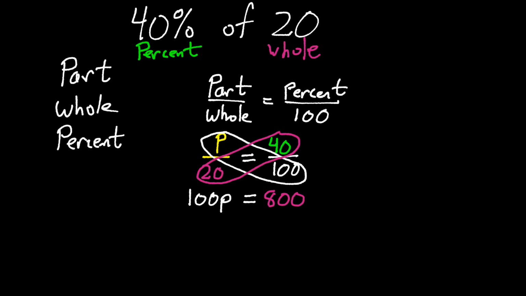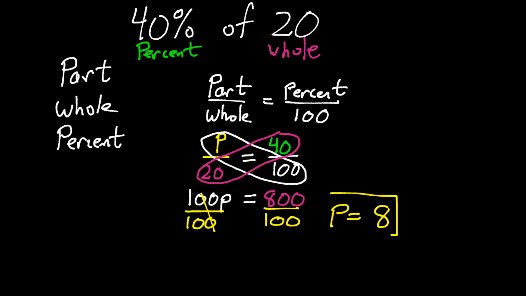And just like in our previous videos, now we have a single step equation that we need to solve. And thankfully it's not too terrible. It's 100P equals 800, so when we divide by 100 on both sides, we end up with P equaling 8. So 40% of 20 is 8. And there we have it. Very, very good. Now, let's try some other examples.